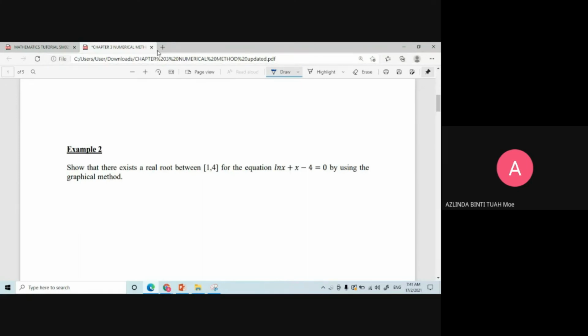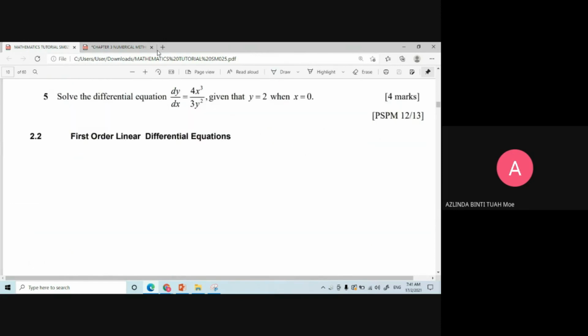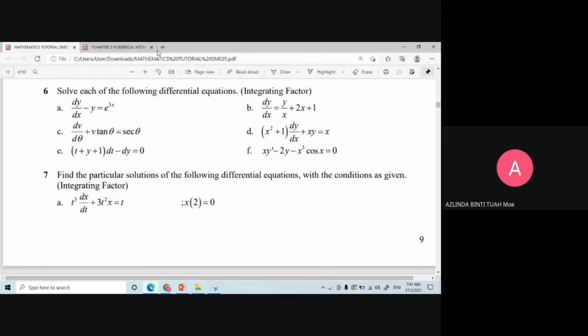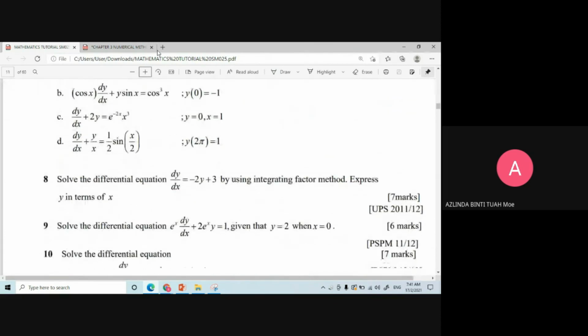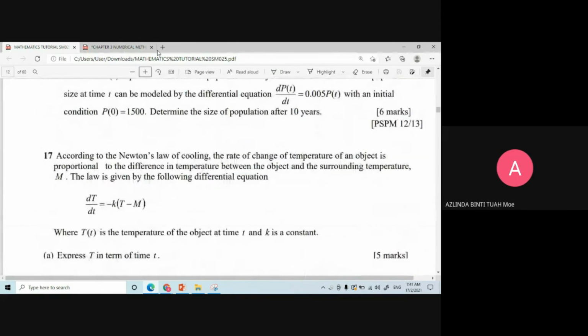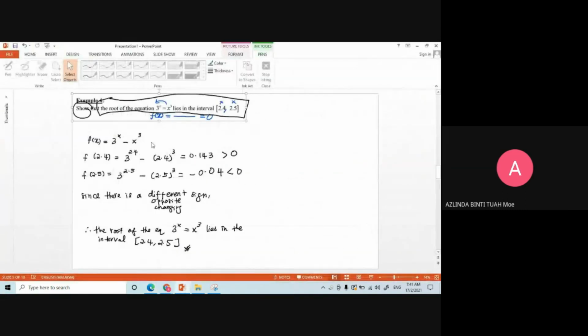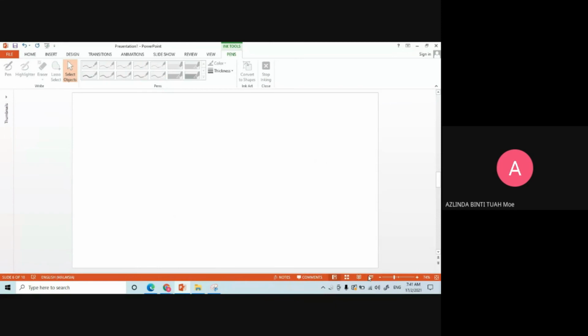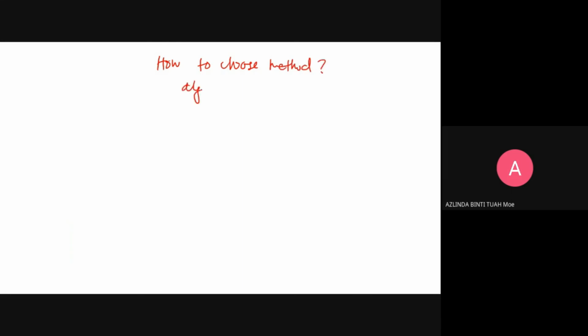Okay, macam mana nak identify sama ada kita kena gunakan algebraic method ataupun graphical method. Jawapannya selalunya kalau dia bagi interval, most of the time kita akan gunakan... Okay, let me write down something. Siapa yang tak boleh nak faham ayat, saya boleh belajar secara visual. Okay, sebenarnya macam mana nak tahu, how do we know whether we have to use, how to choose the method? Sama ada algebraic atau graphical method.